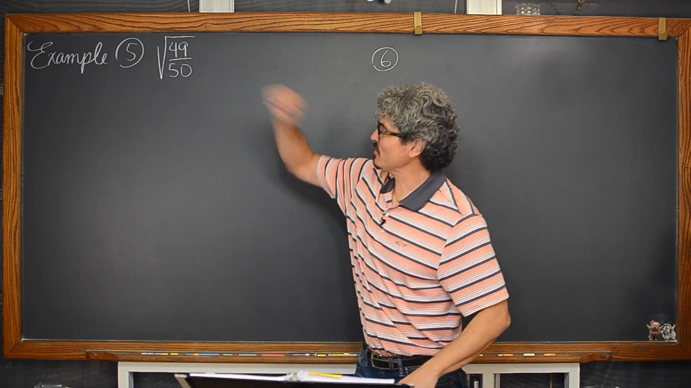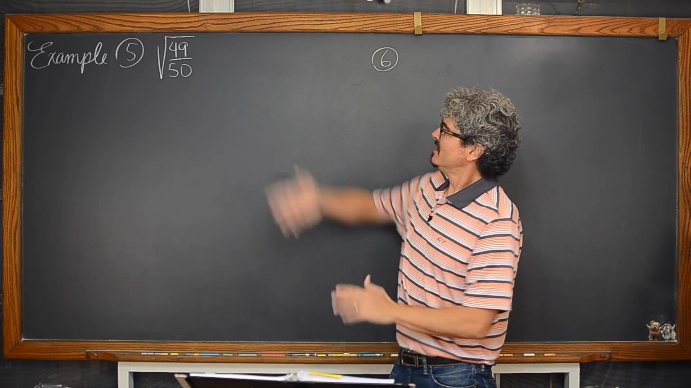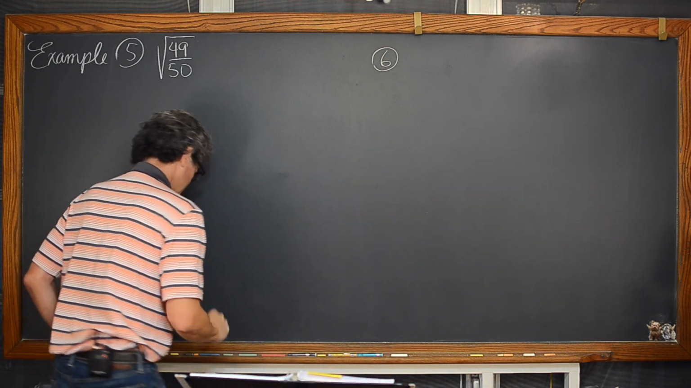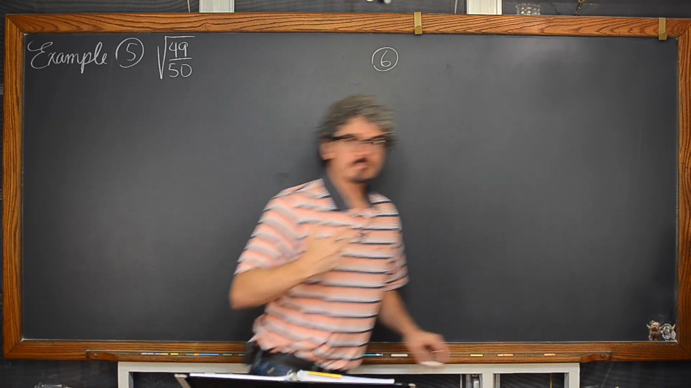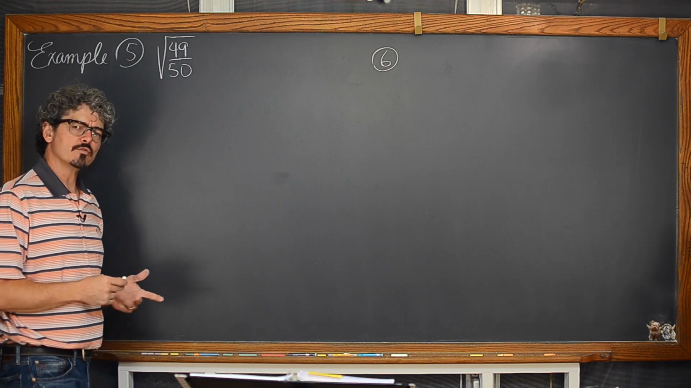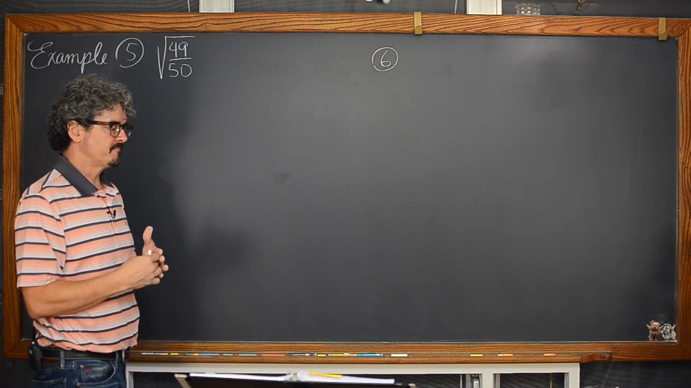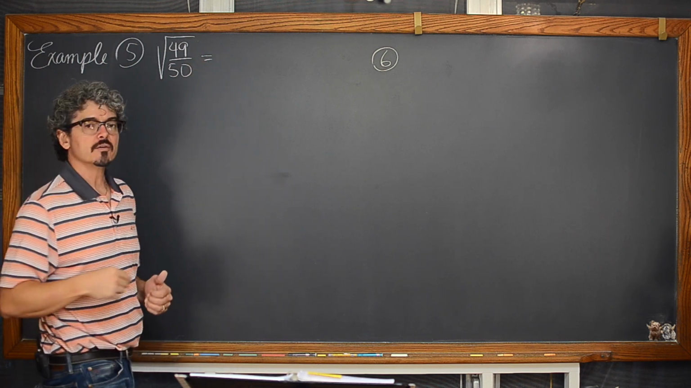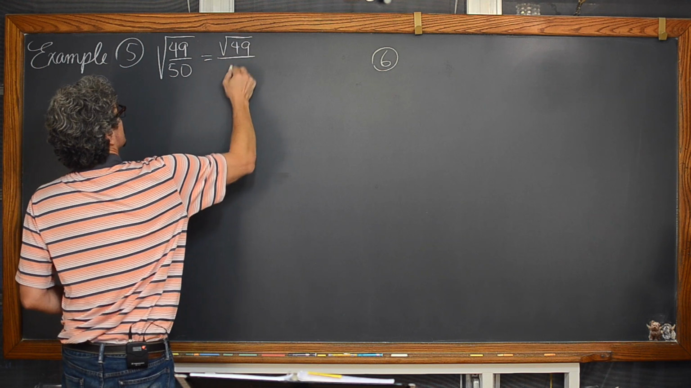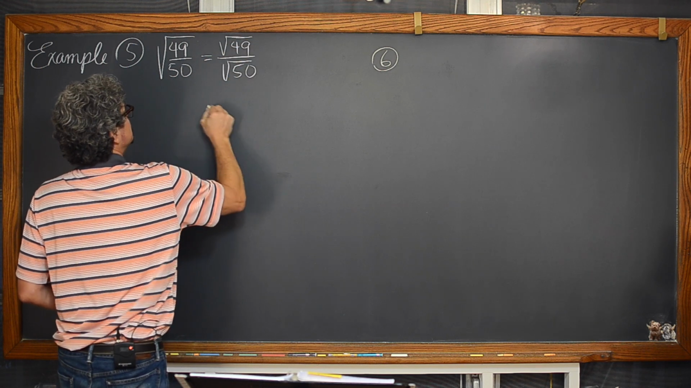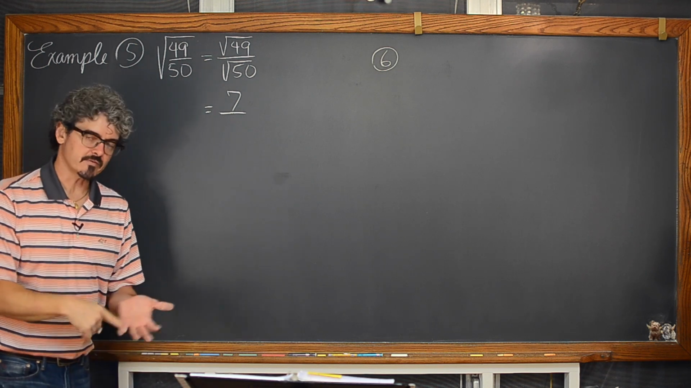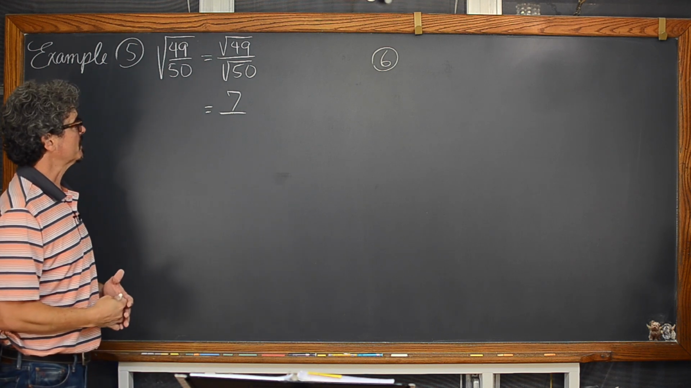Alrighty then. Example number 5 looks just like the previous one, except there's not a negative out front, but it'll have a little bit of extra complexity here. What is the square root of 49 over 50? Well, applying that division property of square roots, that's equal to the square root of 49 over the square root of 50. The square root of 49, of course, we know is equal to 7. 7 times 7, or 7 squared, is equal to 49.